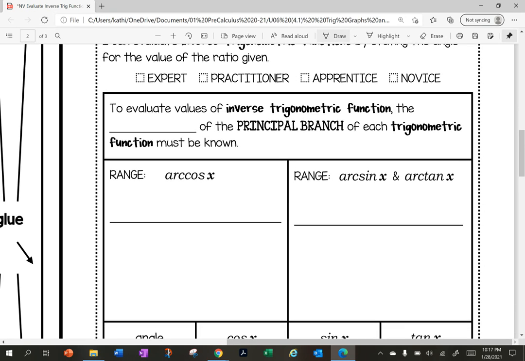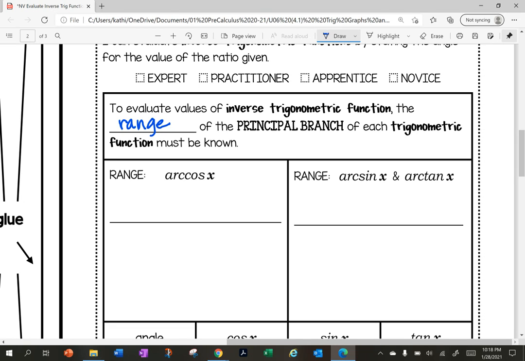To evaluate the values of an inverse trigonometric function, the range of the principal branch of each trigonometric function must be known. The reason we're looking for the range is that it is the restricted domain.